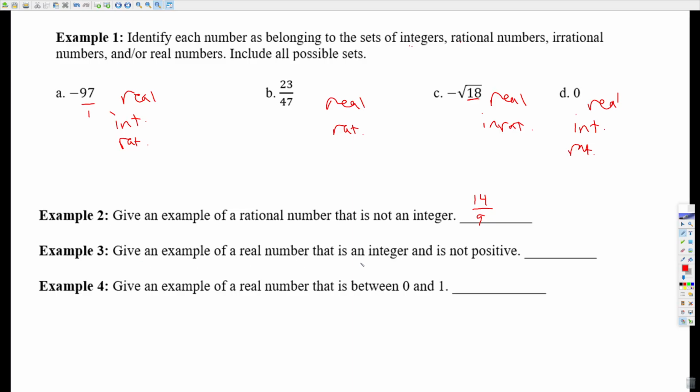Give an example of a real number that is an integer and not positive. So let's think about negative integer. We could do something like negative 6. Anything is a real number, so you could pick whatever you want. Then you have to meet the restrictions of being an integer, but not positive. Give an example of a real number that's between 0 and 1. Well, again, a real number is anything, so just pick anything between 0 and 1. We could say like 0.3.